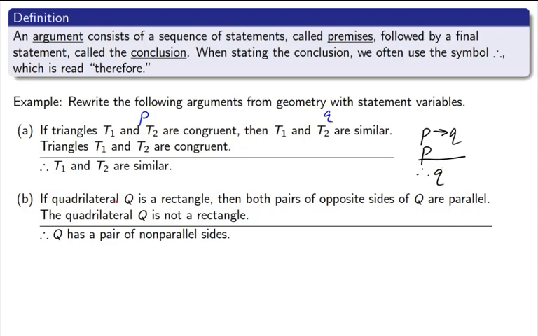Let's do another one. If a quadrilateral Q is a rectangle, we'll call that P. Then both pairs of opposite sides of Q are parallel. We'll call that Q. This gives us P implies Q. The quadrilateral Q is not a rectangle. That's the negation of P. Therefore, Q has a pair of non-parallel sides. That's the negation of Q. We have two forms of arguments made with statement variables, and what we're going to want to do with these is figure out if they're valid.